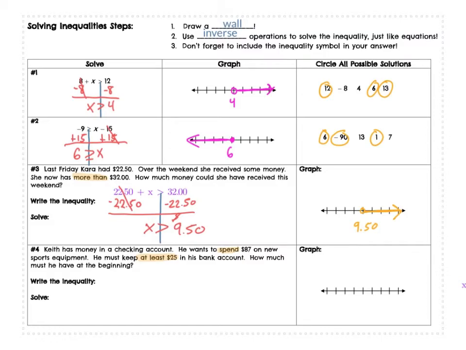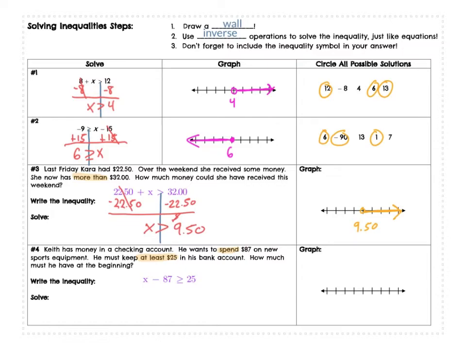So let's set up our inequality. We don't know how much money he starts with, so that's going to be our x. He wants to spend $87, so we know we're going to be subtracting that amount. And when we're done with all of that, we want the amount to be greater than or equal to $25, because we want to make sure that we have at least $25 in our bank account. If our inequality was less than or equal to 25, then that would not be true, because then we wouldn't have at least $25. So if we got 17 as our answer, that's not at least $25. So we need to make sure that we have greater than or equal to as our inequality sign.